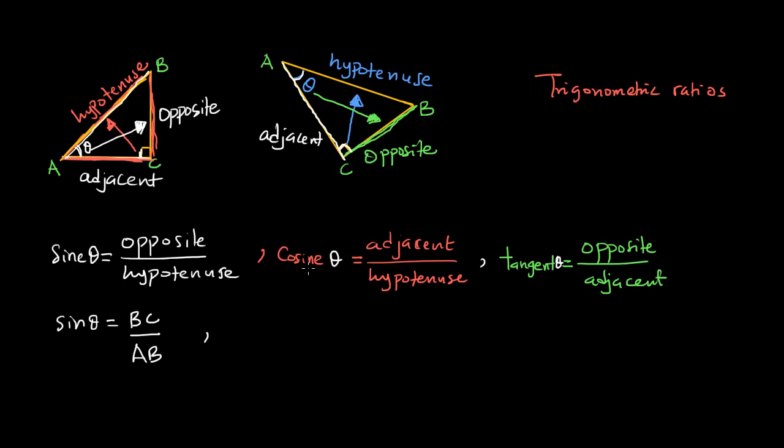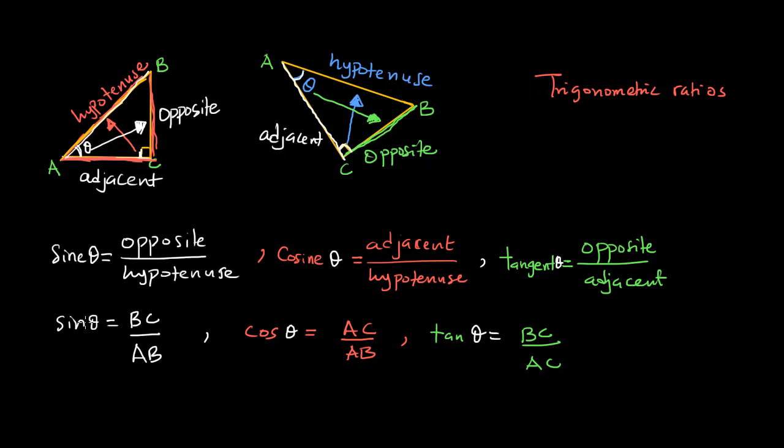Now for cosine theta, instead of writing the cosine like this, I could just write cos theta to represent cosine, and this is still equal to the adjacent side, which is AC. So I write AC, while the hypotenuse is AB. I'll put it all over AB, still the same thing. While for the tangent of the angle, instead of writing tangent, I could just write tan theta, which is still equal to opposite, that's BC, all over the adjacent, which is AC. All these are called the trigonometric ratios.